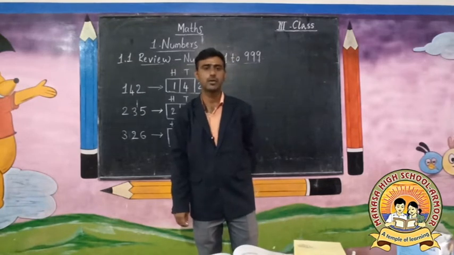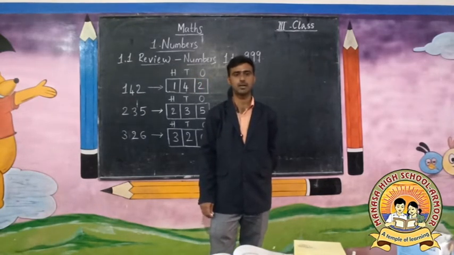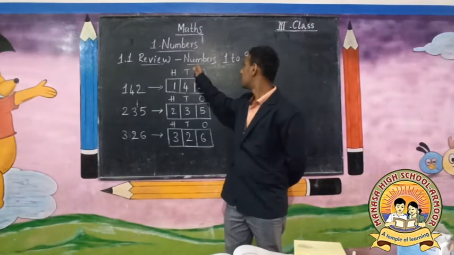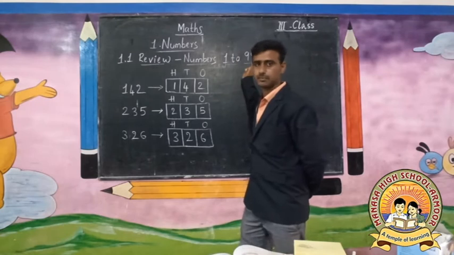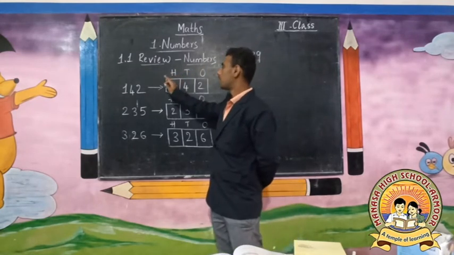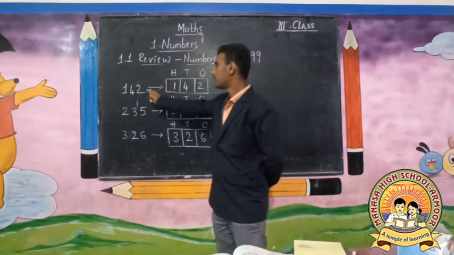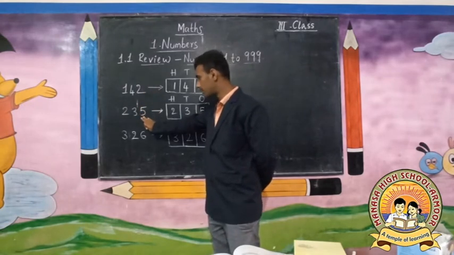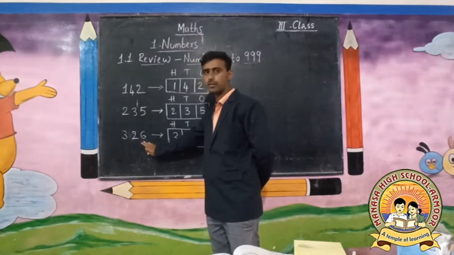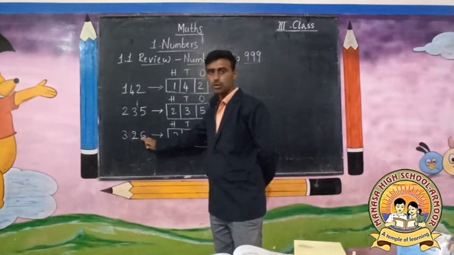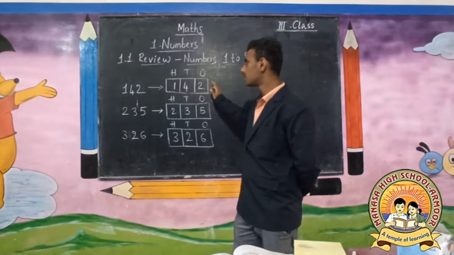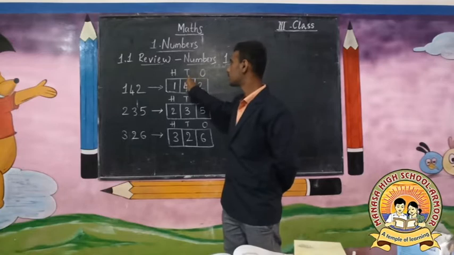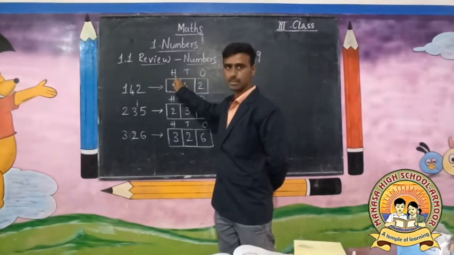Hi students, we learned numbers in previous class. Let us review numbers 1 to 999. So here look at these numbers: 140, 142, 235, 326. So you know children, these numbers are based on ones, tens, hundred places.